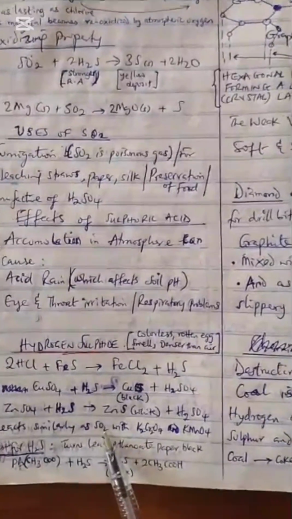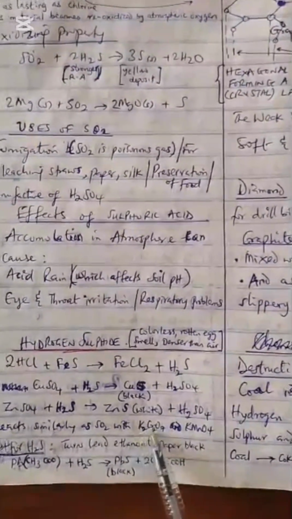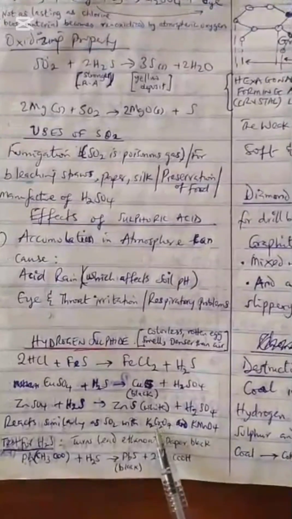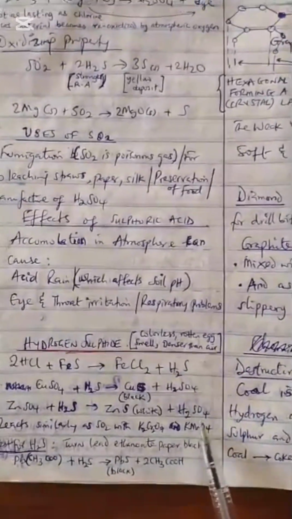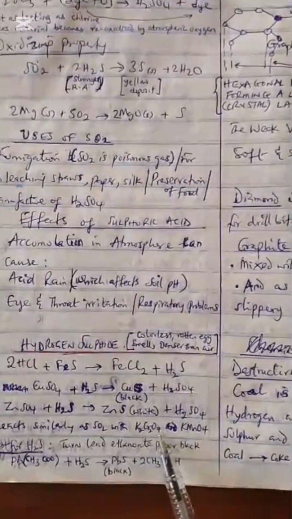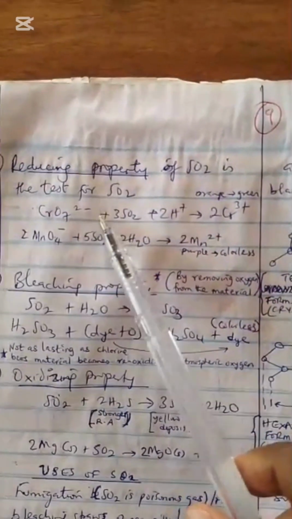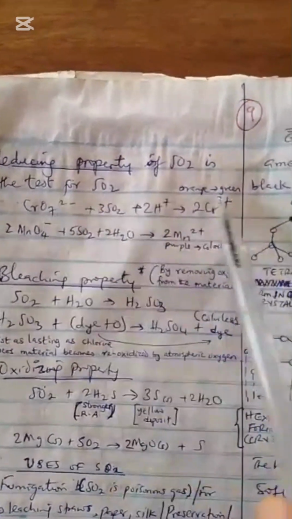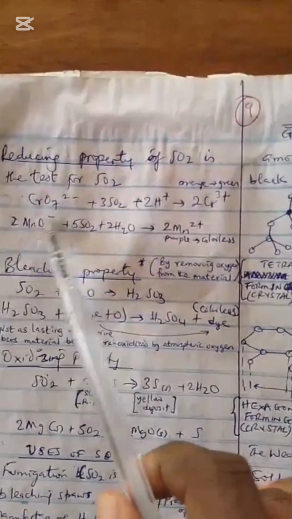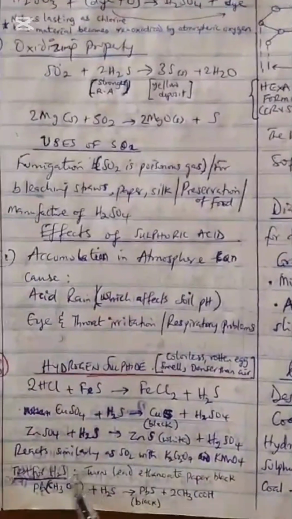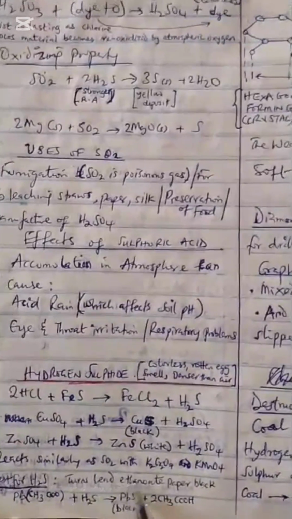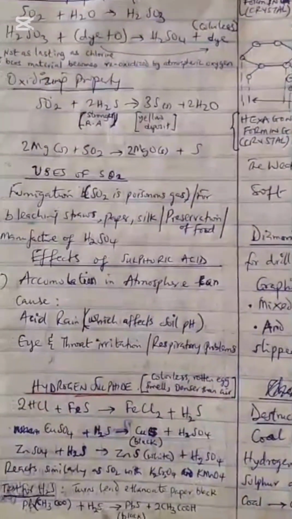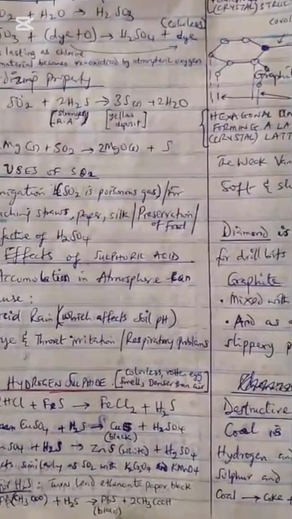Similarly to sulfur dioxide, it has that reducing property with the dichromate and the permanganate salts. Remember we said it reduces the dichromate from orange to green, and also reduces the permanganate from purple to colorless. So that's another reducing property of hydrogen sulfide. Now the test for hydrogen sulfide is that it turns lead ethanoate paper black. That's the reaction, it turns it black.